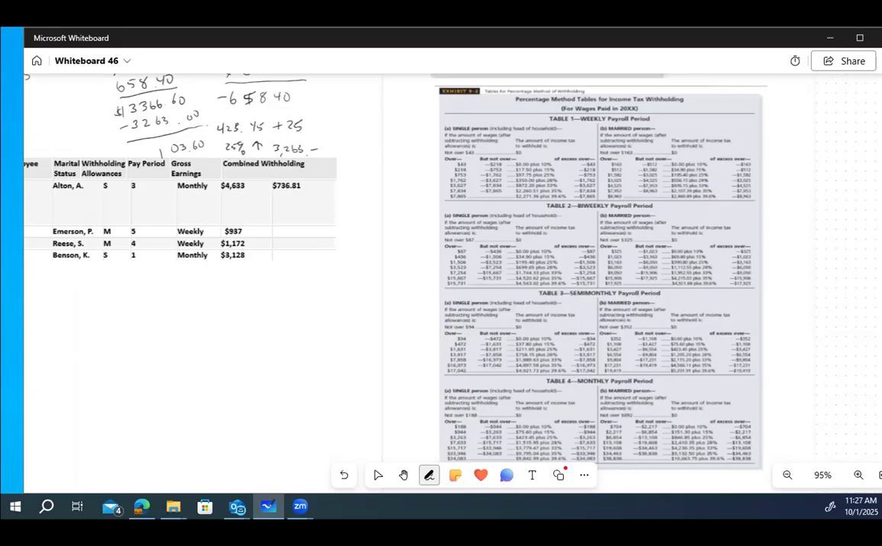So we'll put that here plus the $423.45. That means the additional amount of tax he's going to pay. So what is his total FIT, federal income tax? It is going to be 423.45 plus 25.90.